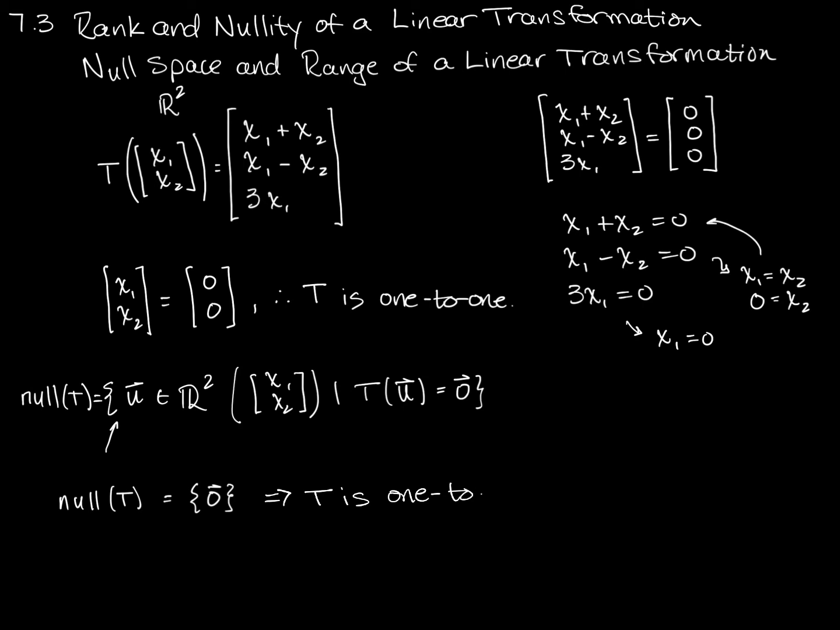This is pretty powerful because this is the only output value we have to check. The only output value we have to check is the zero vector. If we can take the zero vector in the range and map it back to the zero vector in the domain, and we can't map it back to anything else, then we're done. T is 1 to 1.